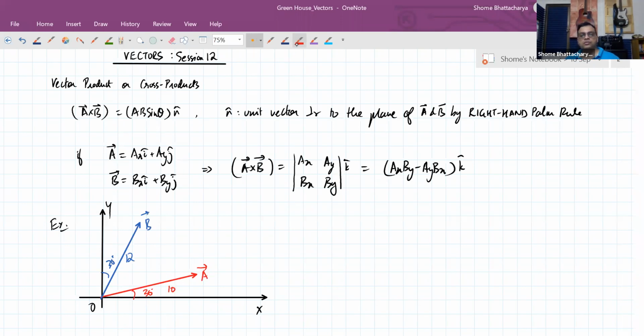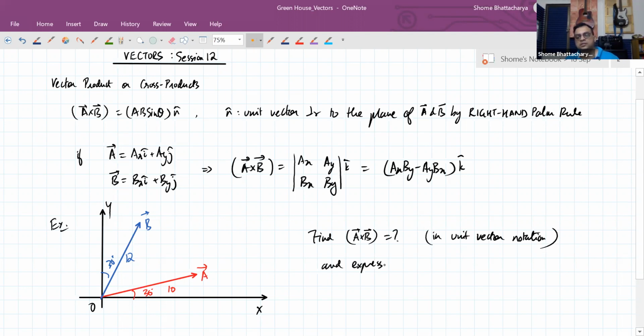Now we want to find A cross B in unit vector notation, and express its magnitude and its direction, both the things. Just try this out, people.